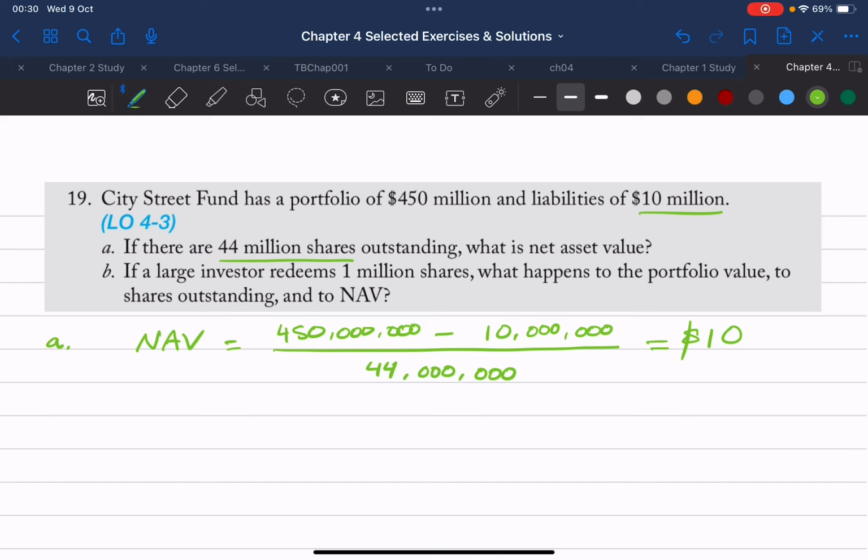Okay, now let's move on to part B. Part B says, if a large investor redeems 1 million shares, what happens to the portfolio value, to the shares outstanding, and to net asset value? Okay, now if an investor redeems his shares, based on NAV, we can calculate the effect that redemption process would have on NAV and the number of outstanding shares. Okay, considering our answer in part A, we calculated that NAV is at $10. That means that would be the price the investor would redeem his shares at.